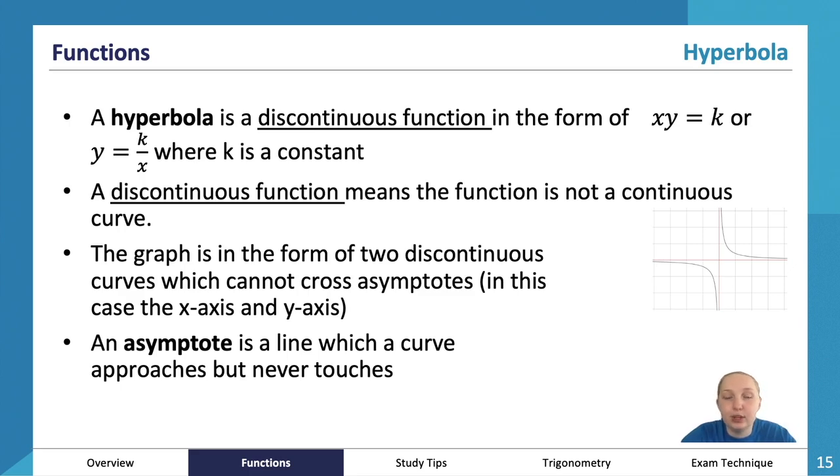And so when we're looking at a hyperbola specifically, our graph is in the form of two discontinuous curves that have asymptotes in the x and the y axis that they cannot cross. An asymptote is essentially just a line which your curve will approach, but it will never touch.